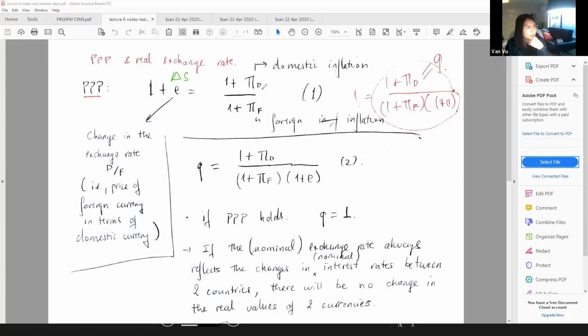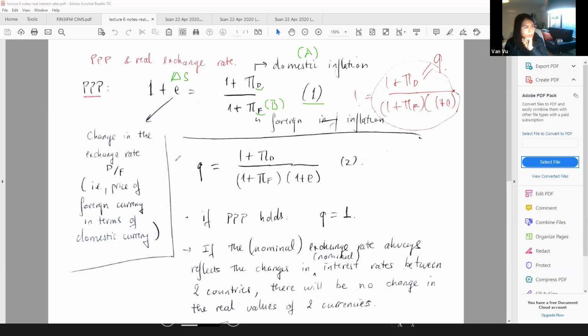So here I've got the inflation rate of the domestic country. It is country A in your previous slide. And on the denominator, I've got the inflation rate in the foreign country. It is similar to country B in your previous slide, okay? So I'm going to call the PPP equation 1.